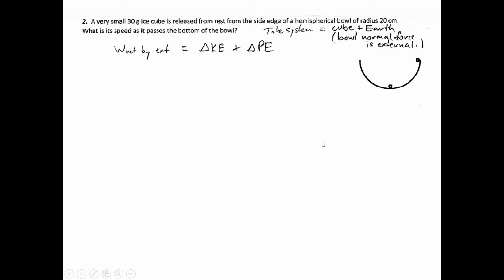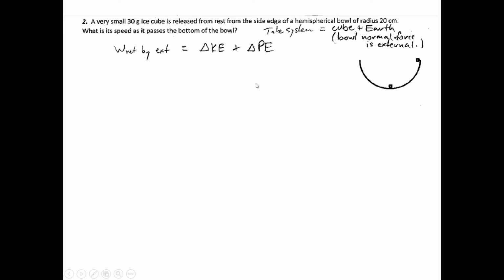And we're going to want to use energy methods again in this case. There's more than one way to do these kinds of problems, but let's take our system to be the cube plus the Earth. In other words, the cube and the Earth, and the gravitational force between them is going to be an internal force, but the bowl is also exerting a force on part of the system that's moving, and I'm going to regard that bowl normal force to be external. We'll assume there's no friction force here.